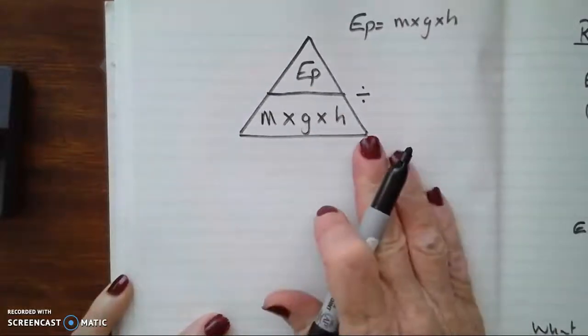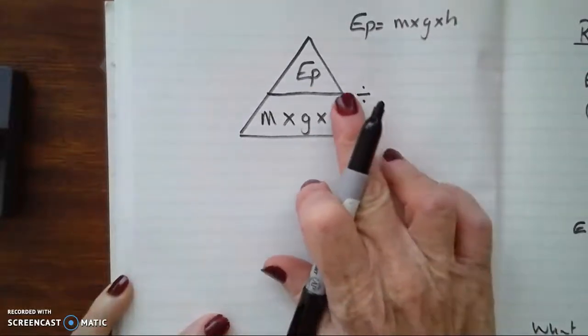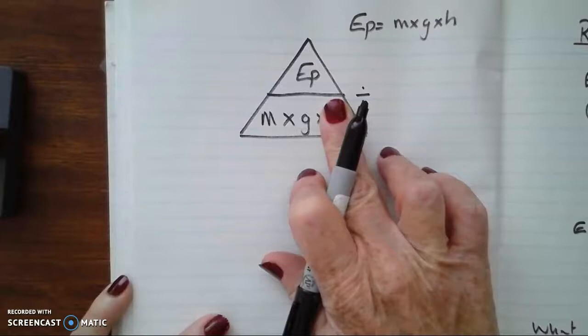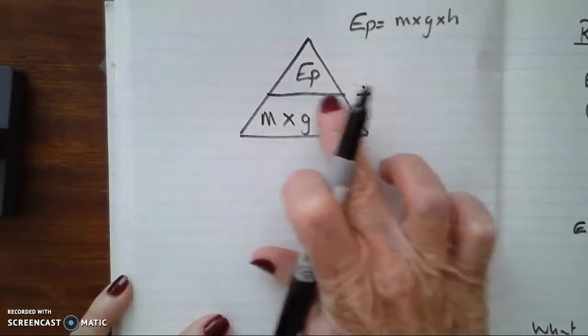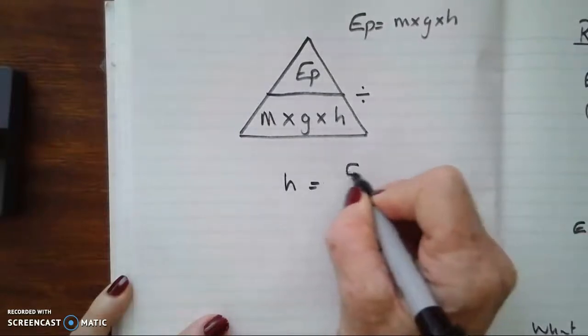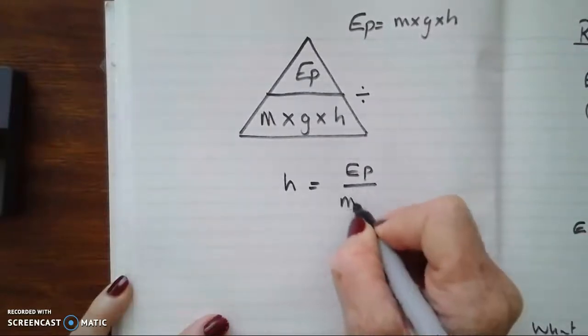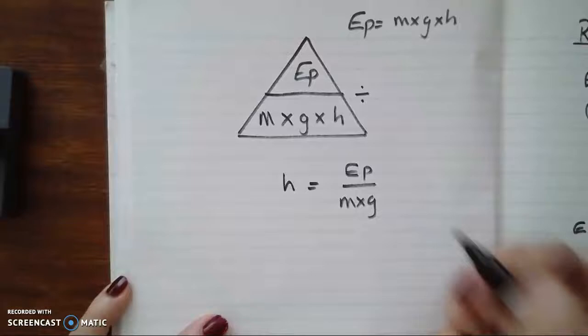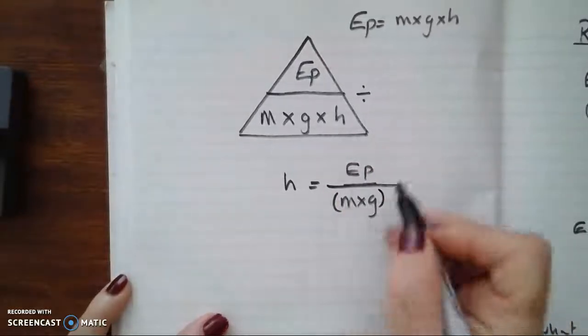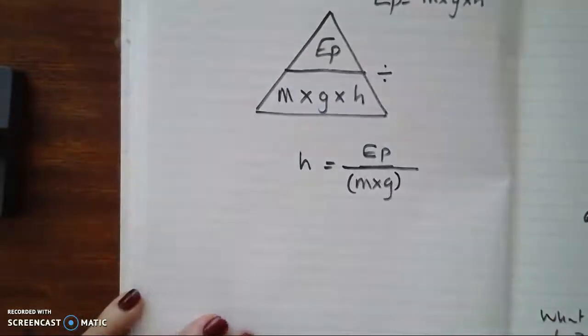And if we wanted to calculate h now, all we do is we cover up the h with our finger, and we're left with the equation, which is now h equals EP divided by m times g. So we'd write it out: h equals EP divided by m times g. Pop those in brackets, because if you're going to do it all on the calculator in one go, you would need those brackets there.